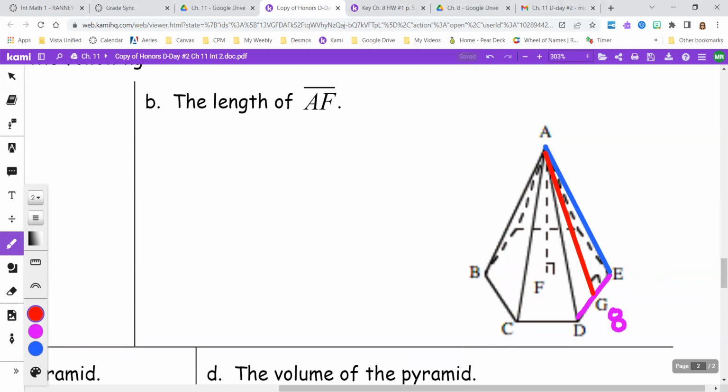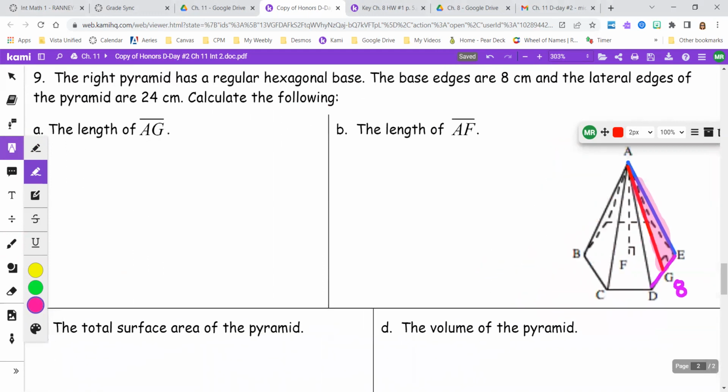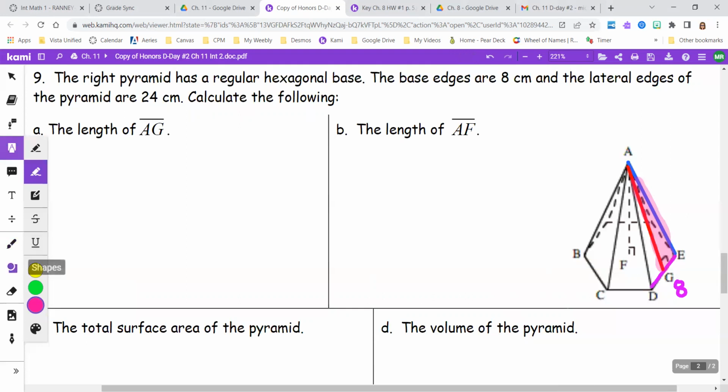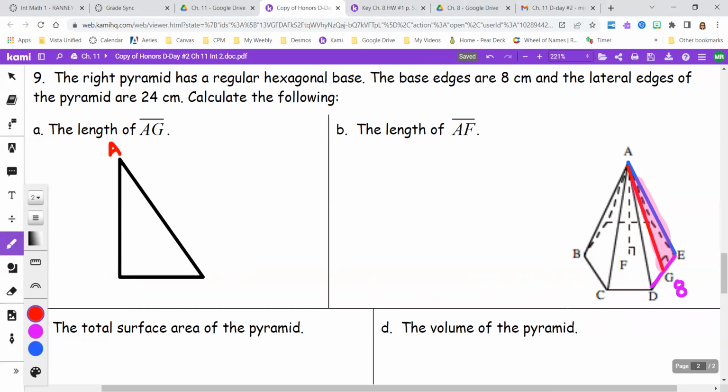Now, to find that length, I need to find this triangle right here, this right triangle, and I need to find the leg. So let me just bring this over here. So I'm going to get a right triangle. And this is my A, this is my E in the picture, this is G, this is the right angle. Now it was 8 across the base, but that means from G to E, this is going to be 4.